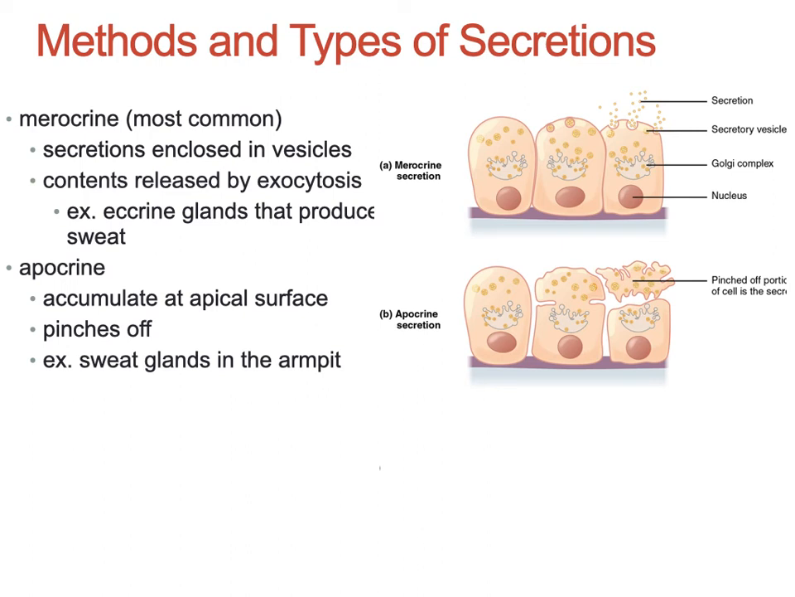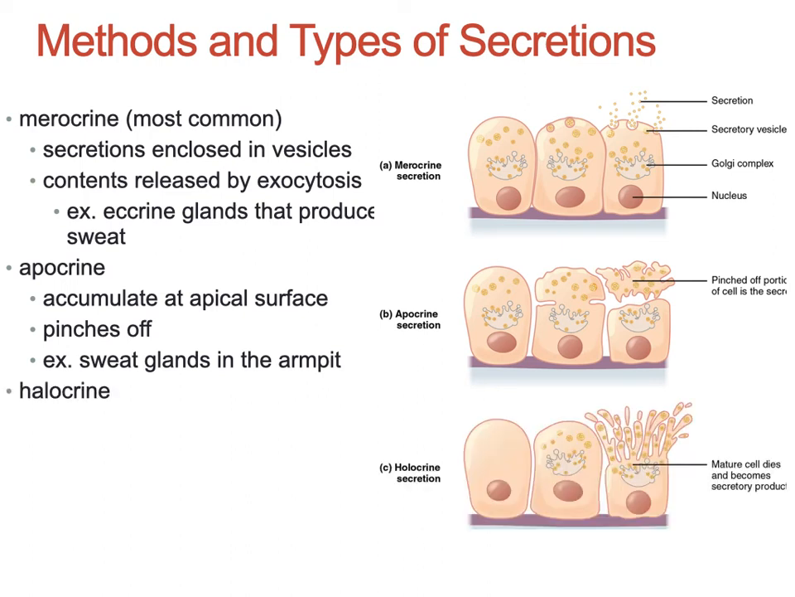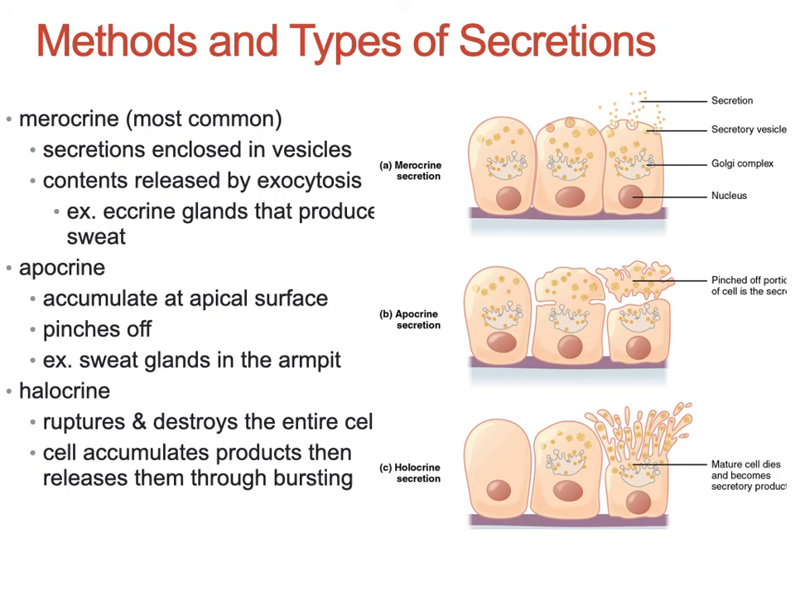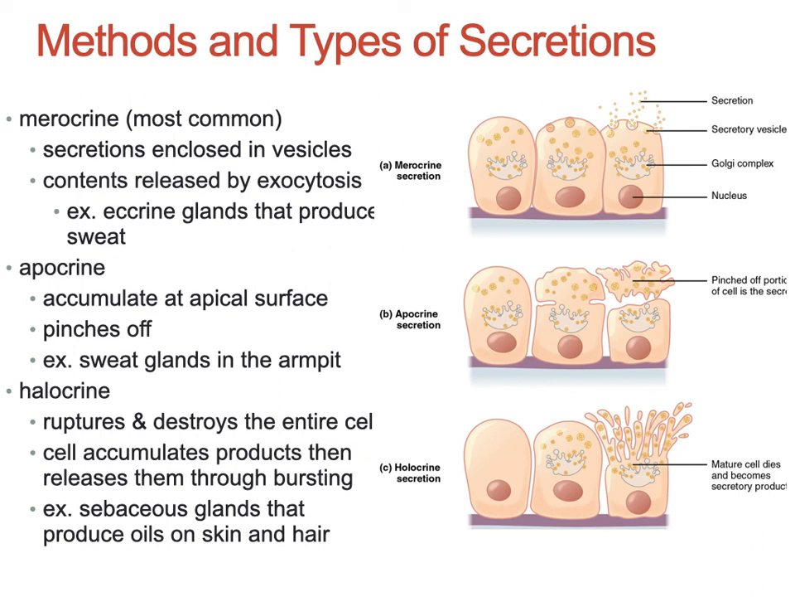However, in holocrine secretion, you actually disrupt and rupture the entire gland cell. So in this case, the cell accumulates products and then releases them through bursting. An example of this will be a sebaceous gland that produces oils on skin and hair.